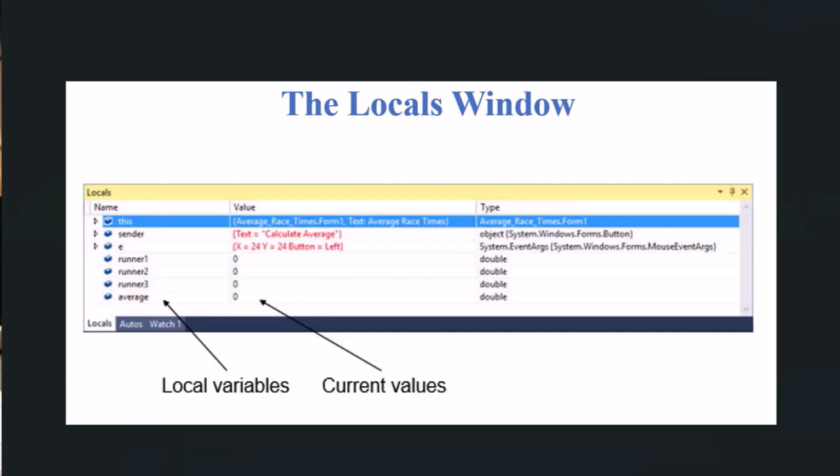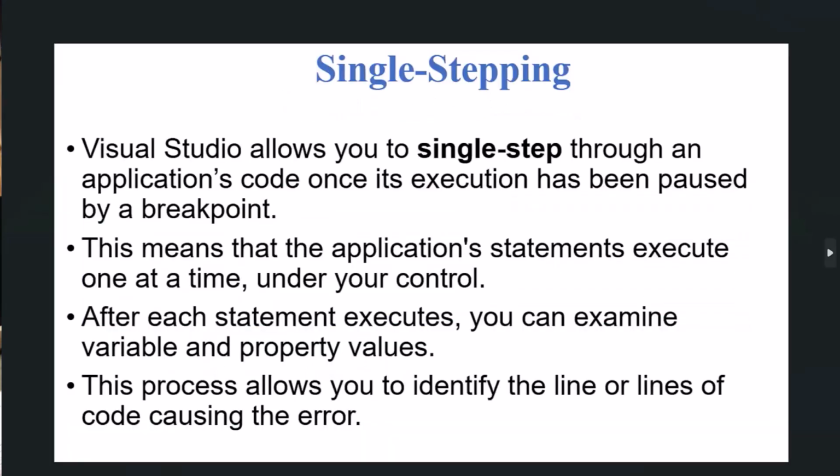Very easy to do. This is a picture of that locals window showing the variables runner 1, 2, and 3 and the average sitting in there, with the local values and the current values of what they actually are. I don't use it much. I tend to like the watch window. Single stepping is what I do a lot of.